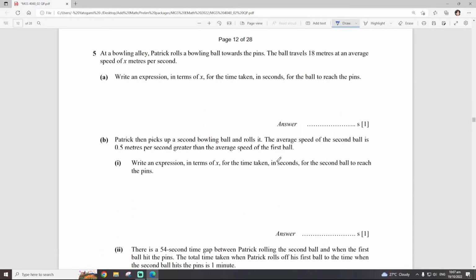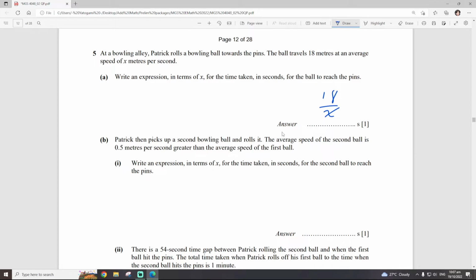At a bowling alley, so this seems to be quadratic. Patrick rolls a bowling ball toward the pins, 18 meters at an average speed of x meters per second. So time is distance over speed, so 18 divided by x. Patrick then picks up a second bowling ball and rolls it. The average speed of this ball is 0.5 meters per second greater.